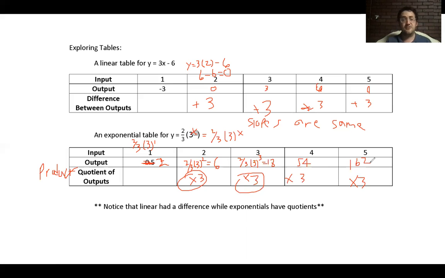So some of your Delta Math exercises are going to be asking, is it linear, is it quadratic, or is it exponential? So if you see that the outputs are being multiplied or divided, it's going to be exponential. And I'm just going to add the word product in here as well.